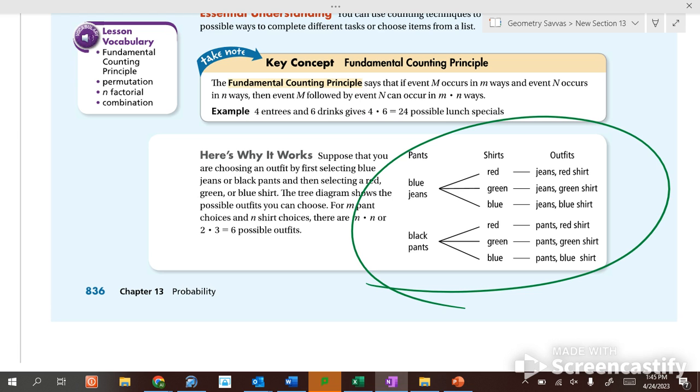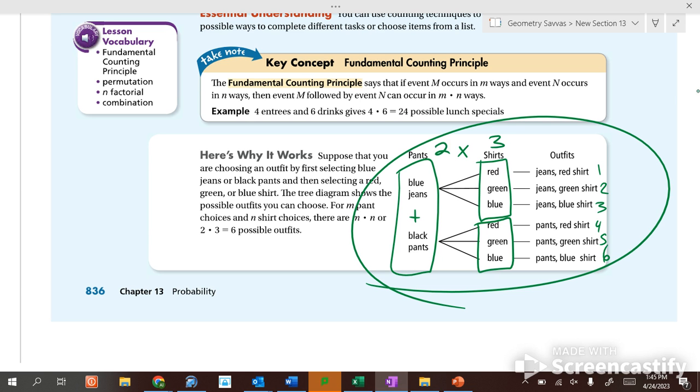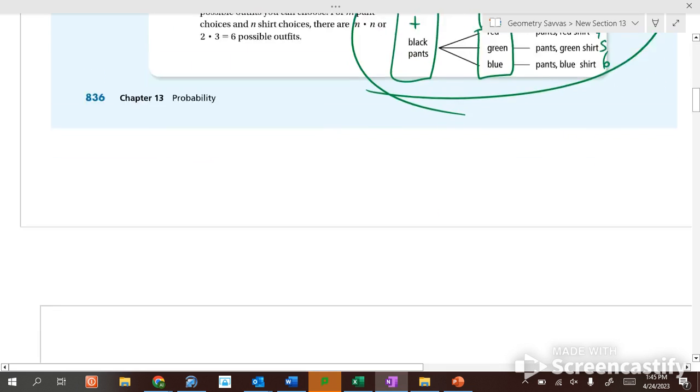So here's how it works. Let's say you go to your closet and you have two different things to wear on your legs. You have blue jeans or black pants. And you have three different shirts that aren't dirty. How many different outfits can you make out of that? Well, 6 different outfits: 1, 2, 3, 4, 5, 6. So you take the 2 pants times the 3 shirts, and you can make 6 different combinations of outfits. Pretty easy to make a little tree diagram out of that, right?